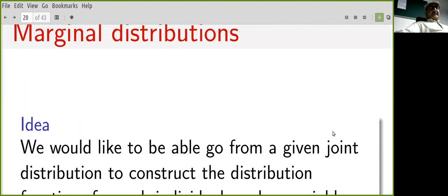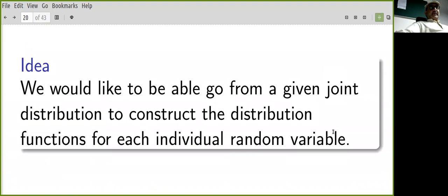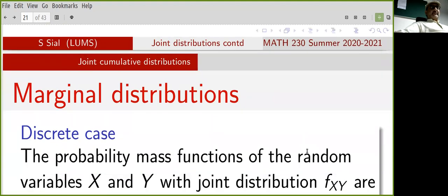Marginal distributions. Okay, let's say I'm given a joint distribution and I want to get the distribution functions for the individual random variables. So I'm given a joint distribution for x and y, and I would like to get the distribution just for x, or the distribution function just for y. So that's the idea of a marginal distribution.